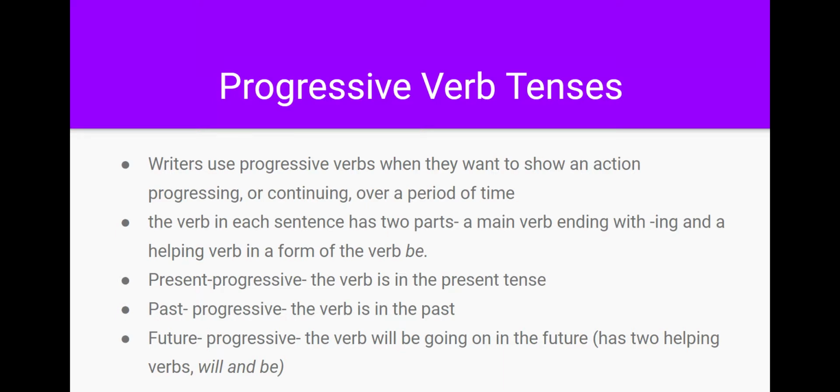So present progressive is the verb is in the present tense. Past progressive is the verb is in the past. And future progressive is the verb will be going on in the future. And it has two helping verbs, will and be.